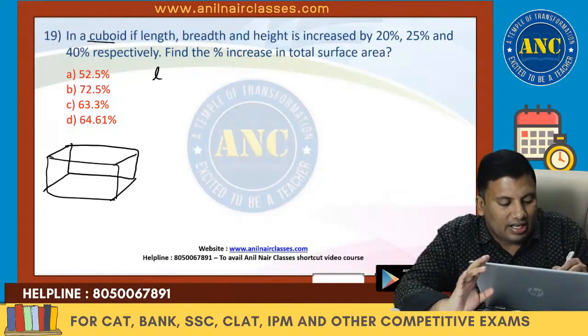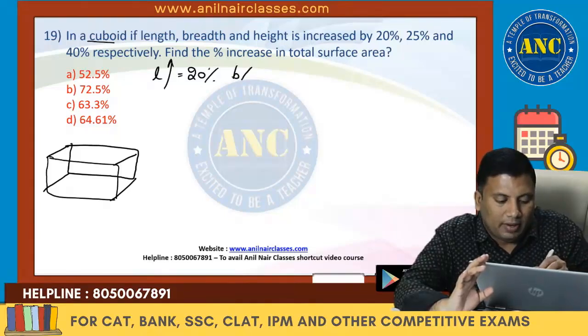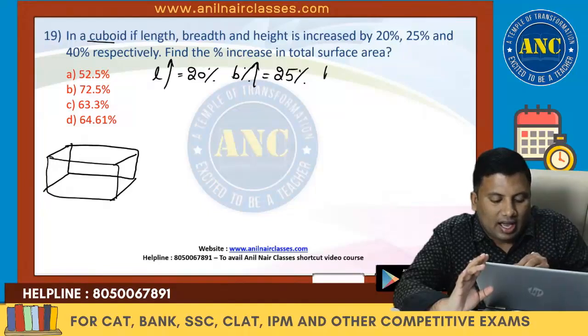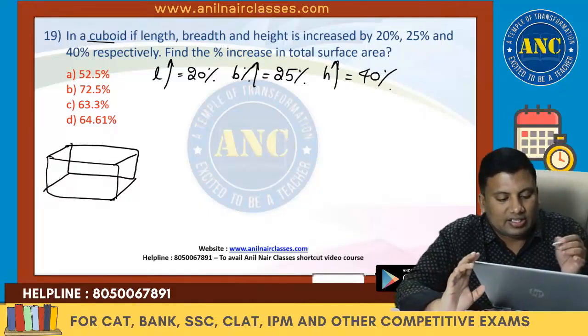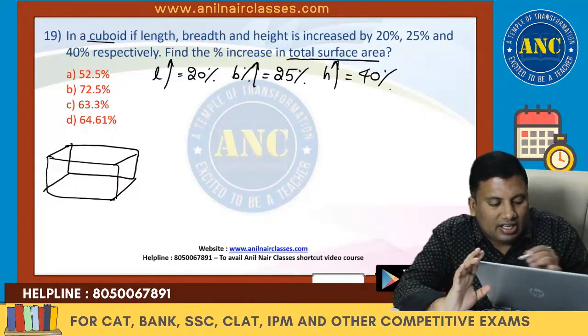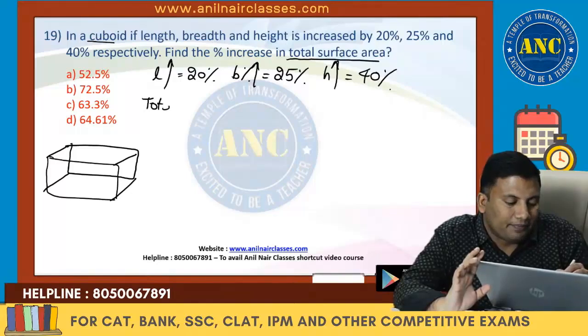Length is increased by 20%. Breadth is increased by 25%. Height is increased by 40%. Length increased, breadth increased, height increased. Find the percentage increase in total surface area.